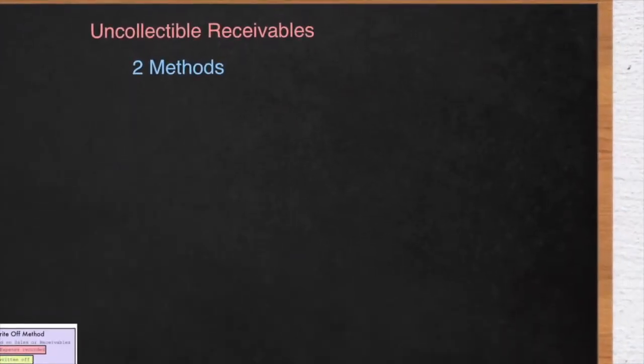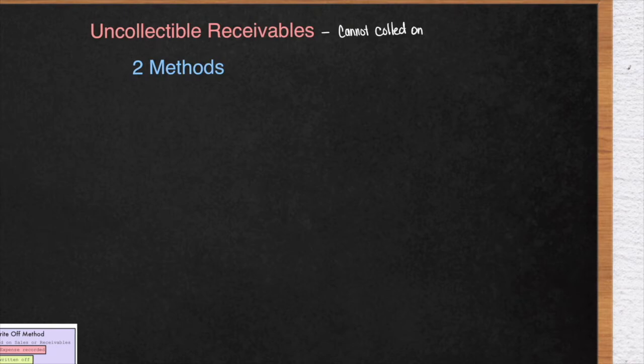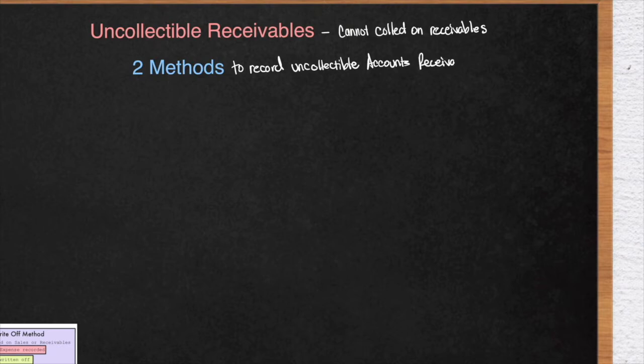This chapter focuses on accounts receivable and when customer accounts become uncollectible. In other words, you sell something on account and the customers in the future cannot pay you, so you cannot collect on receivables. There are two methods for accounting for uncollectible receivables. Again, remember this deals with customers. So two methods to record uncollectible receivables, and more specifically, accounts receivable.